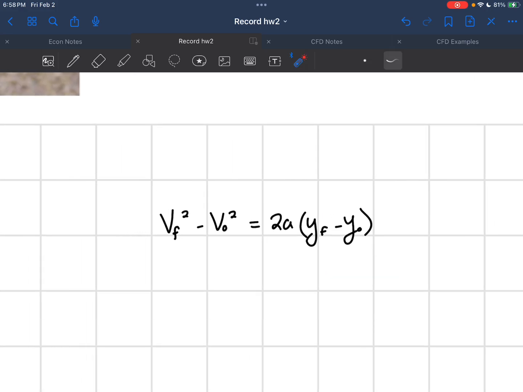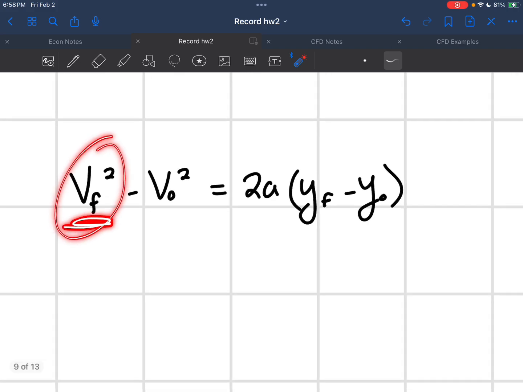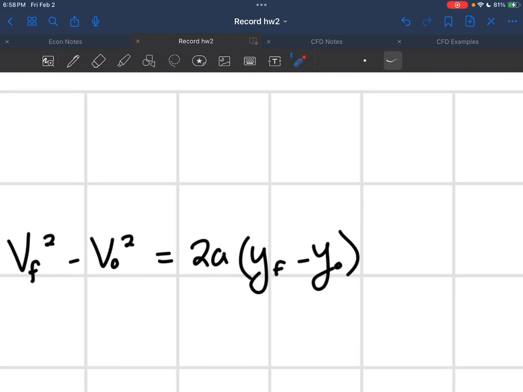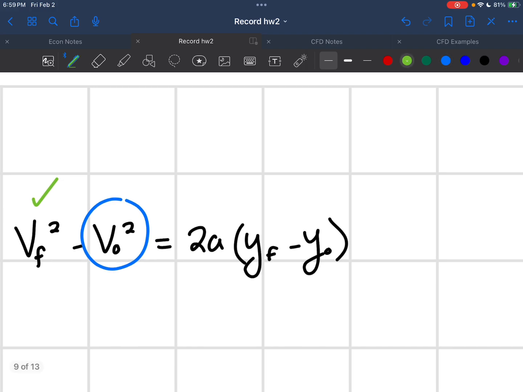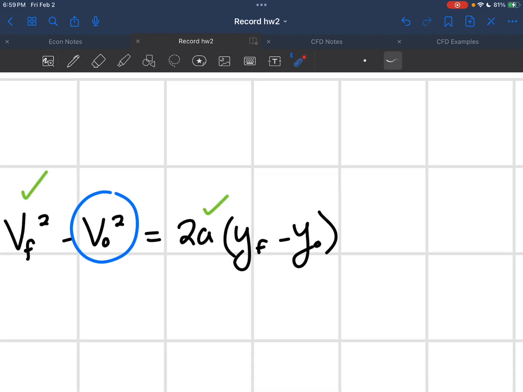This is our third kinematics equation. And in my problem, I know my v final. We just said my v final is when my velocity equals 0. We're solving for v initial. So I'm saying that I know this, and I'm trying to solve for this. I know my acceleration because Mary in the air is in free fall. Her acceleration will be negative g because I've been drawing up to be positive.